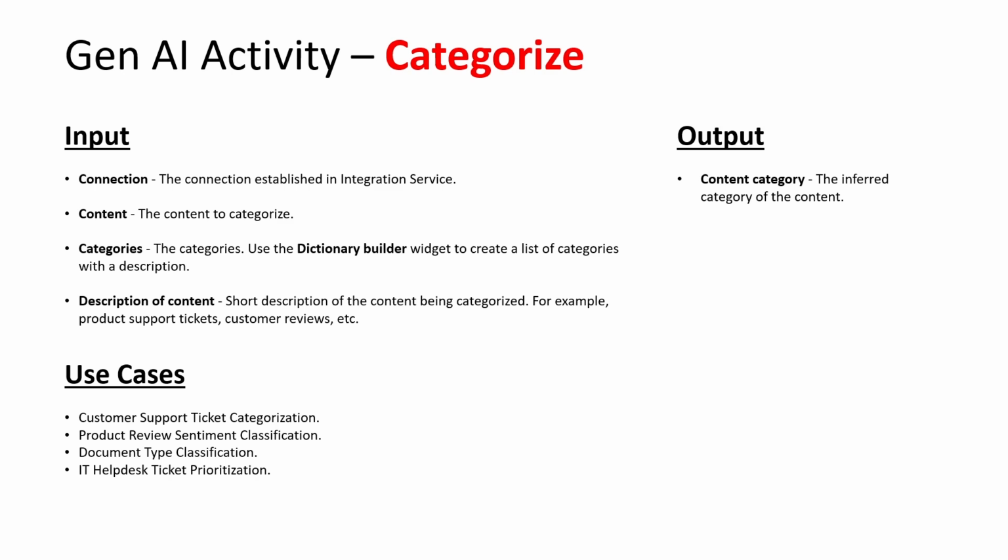Then the last use case could be the IT help desk ticket validation. So in this case, you can use this categorize activity to understand whether the email that is being sent to the IT help desk, right? Whether it is a high priority email, medium, or low priority email. Okay? So these are some of the use cases that you can use this particular categorize activity for.